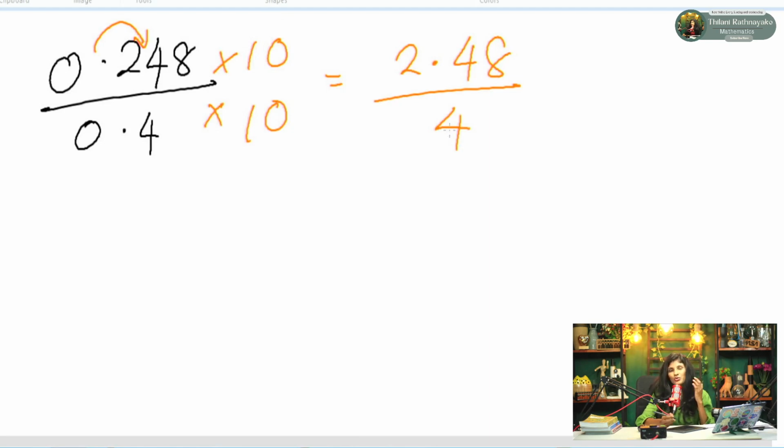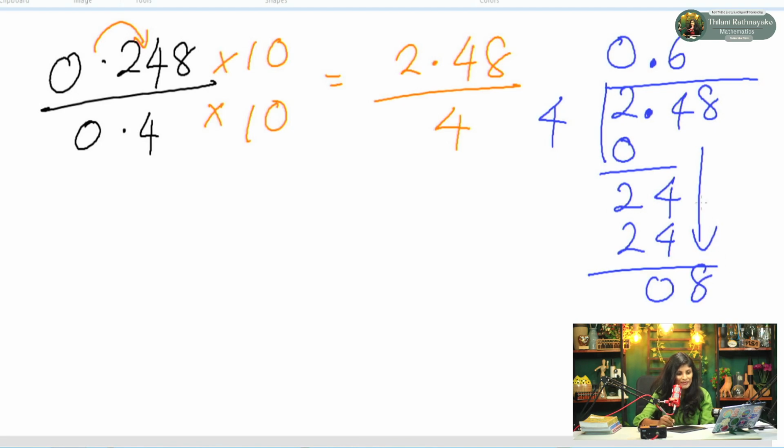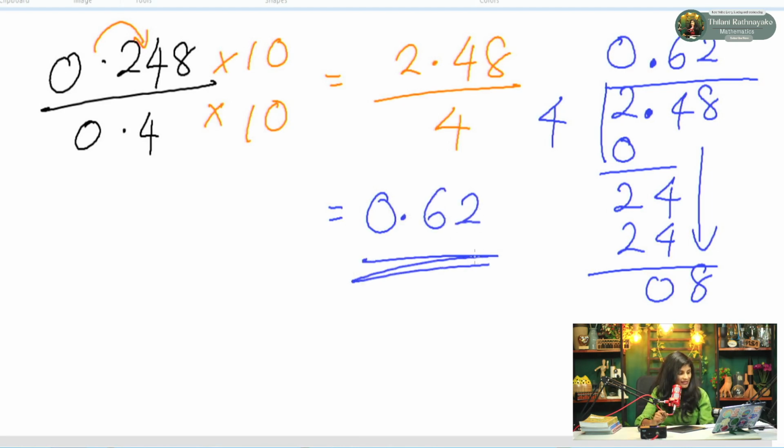Now we can just do it. Let's do it here. You can see here, 2.48 divided by 4. For 2, there are no 4s, and 2 is remaining. I will take 4 and I will keep the decimal point in the same place. For 24, how many 4s are there? 6. Here 24 and remainder is 0. I will take the 8 here. For 8, 2. So this is the answer, 0.62. We got our final answer.